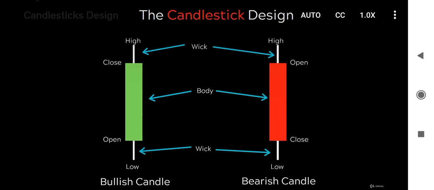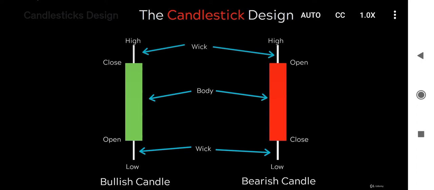Now friends, as you have already learned, if the stock closes higher than its opening price, a green candlestick body is drawn, with the bottom of the body representing the opening price and the top of the body representing the closing price. Similarly, if the stock closes lower than its opening price, a red candlestick body is drawn, with the top of the body representing the opening price and the bottom of the body representing the closing price.